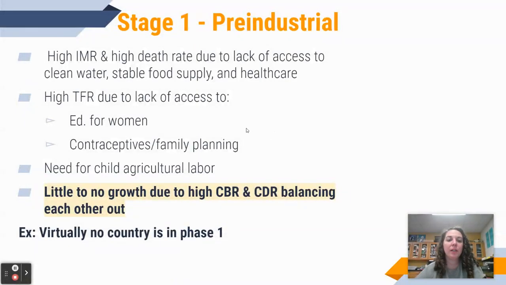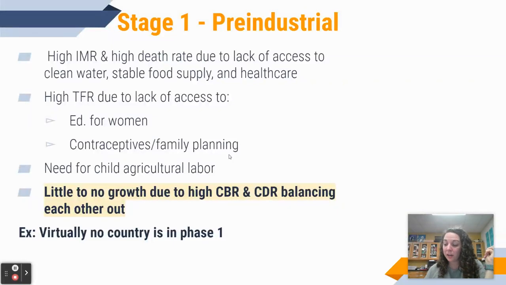So stage 1, our pre-industrial, so high infant mortality rate, high death rate. We don't have clean water. We don't have a stable food supply. We don't have access to health care. We're going to have a high total fertility rate because of all those things we talked about in that last unit. So there's not a lot of education for women. There aren't many contraceptives or opportunities for family planning. And then once again, that need for child agricultural labor.